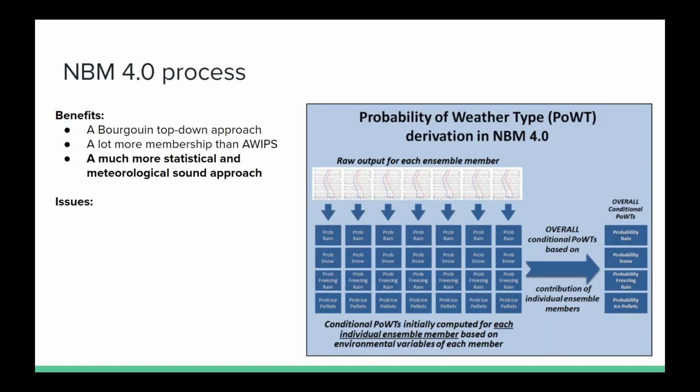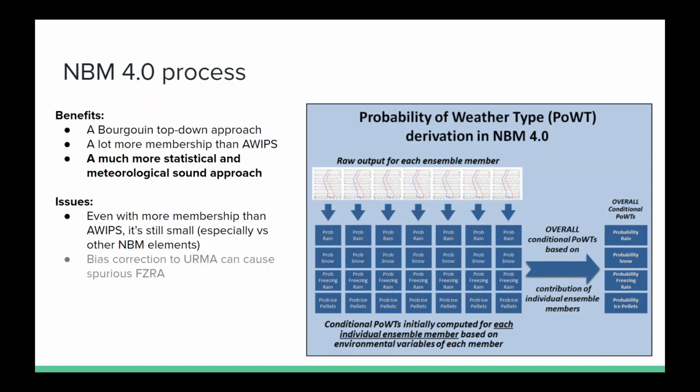Unfortunately, with precipitation type, there's never one silver bullet that is issue free. There are problems. Even with more membership than what you have available to you in AWIPS, it's still small, especially compared to other elements. There's a lot more membership going into the POP and QPF, and even more membership than in the MAX-T, for example. So you do end up with a little consistency issue there.